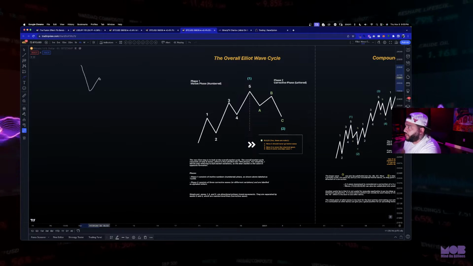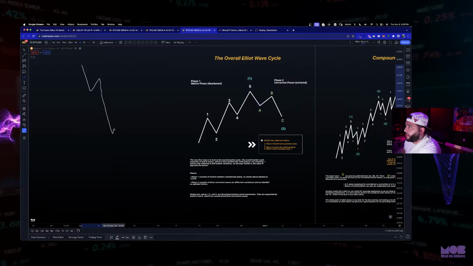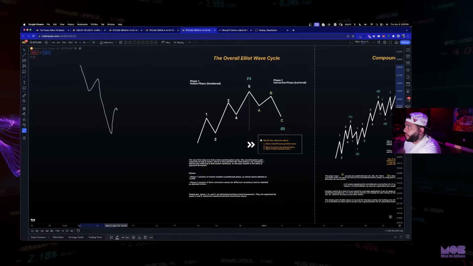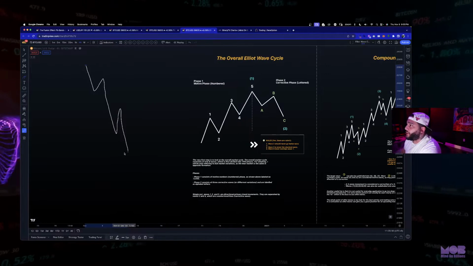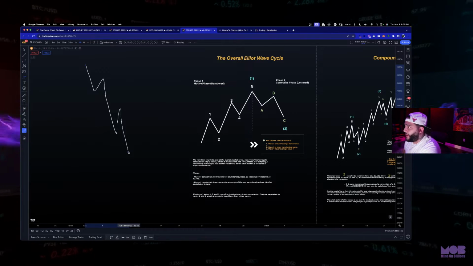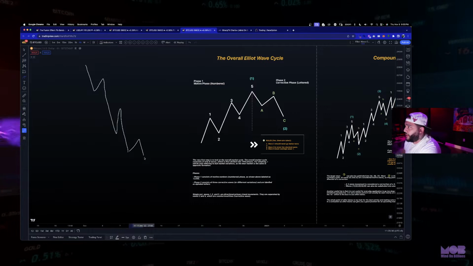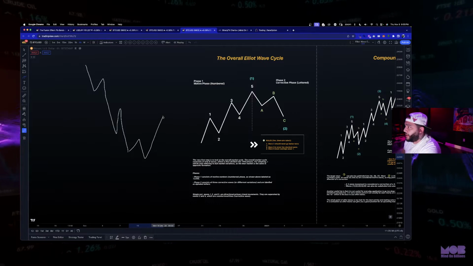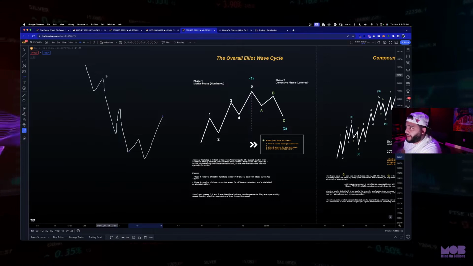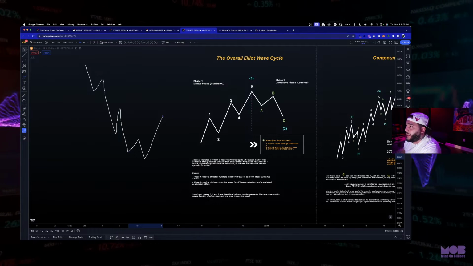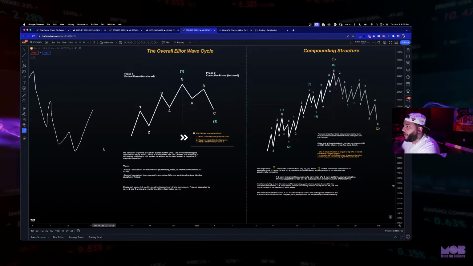Wave 2. Wave 3. Wave 4. Wave 5, followed by the corrective phases, A, B, C. You're going to see something similar like this again and again and again. But anyway, phases.